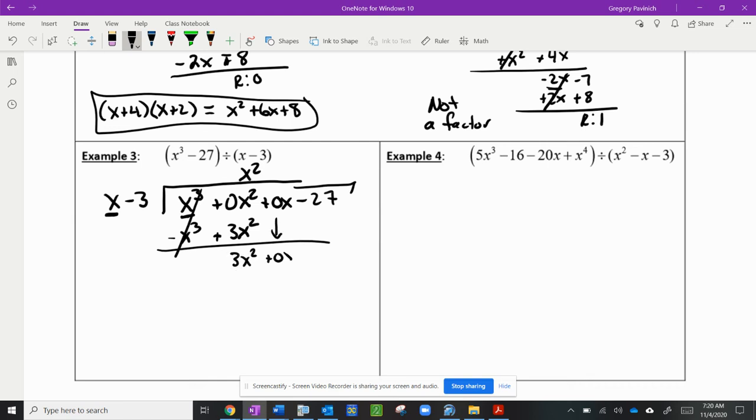And I'm even going to bring down that 0x. Okay, so what multiplies by x to get 3x squared? That would be plus 3x. Gives me a 3x squared. When I multiply it by the negative 3, I get negative 9x.